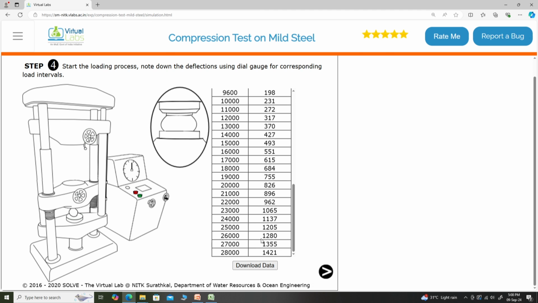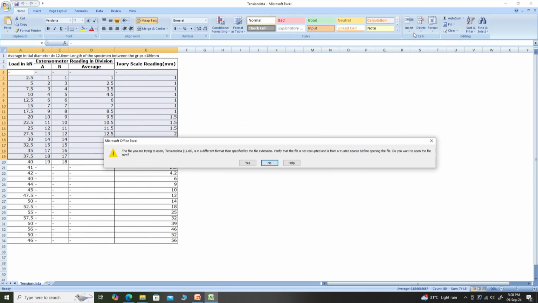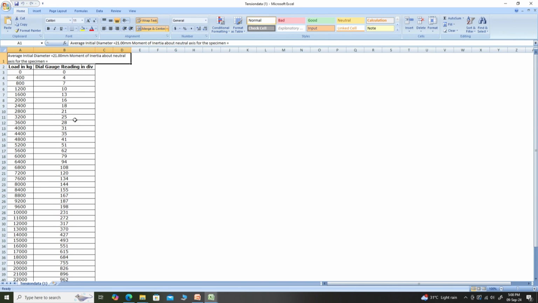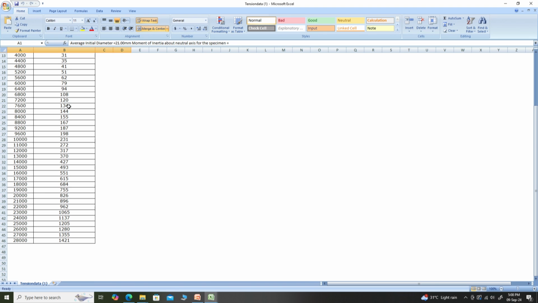We can download the data in a similar fashion as we did for the tension test. So this is the compression test data, in which we have the load applied in kilograms and the dial gauge readings, that is, the compression that is happening here.